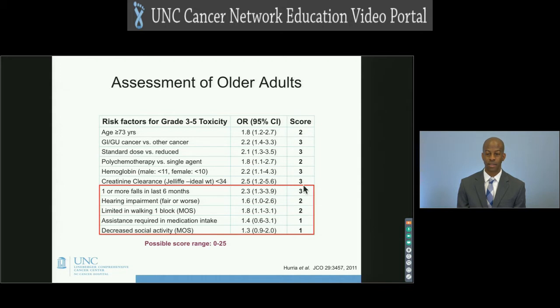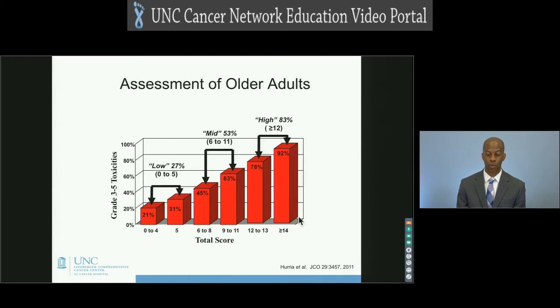And so these are the actual odds ratios that were converted into a score, and you can add those scores up based on which of those variables you had, and you can see that there's an increase in the risk of chemotherapy toxicity with increasing score. So the more of these geriatric assessment variables that you have, presumably the higher your risk of having side effects from the treatments that we frequently prescribe to treat cancer.